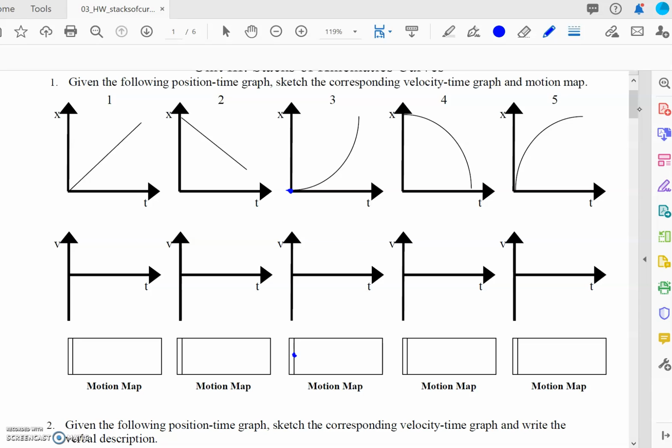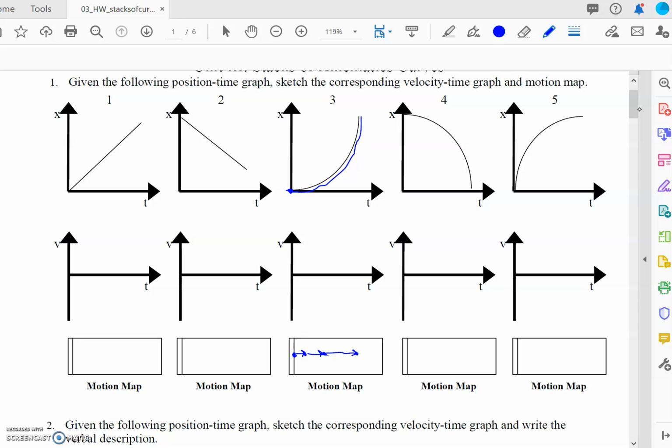dot there. If you look at how the slope of this graph changes over time, as we work our way up the graph or over time, the slope gets steeper and steeper. That tells me that the object is moving faster and faster. It covers more distance every second of time. So that means the dots on my motion map are going to have to spread out farther and farther every second. And when I connect them with arrows, you can see how that distance gets bigger and bigger every second.